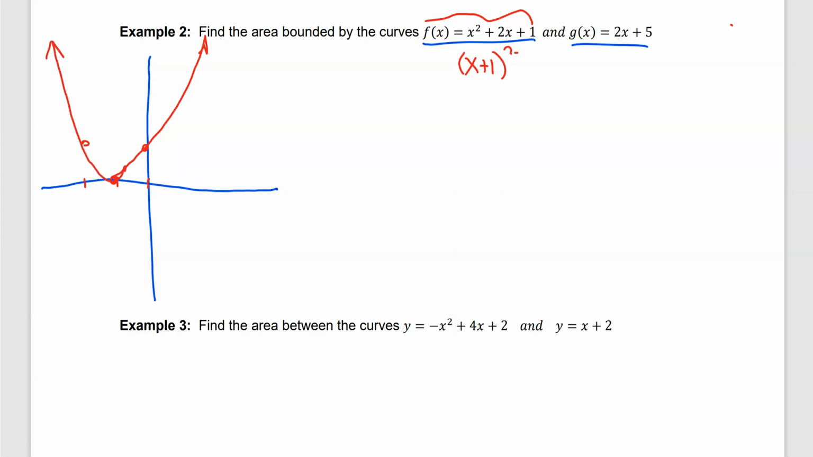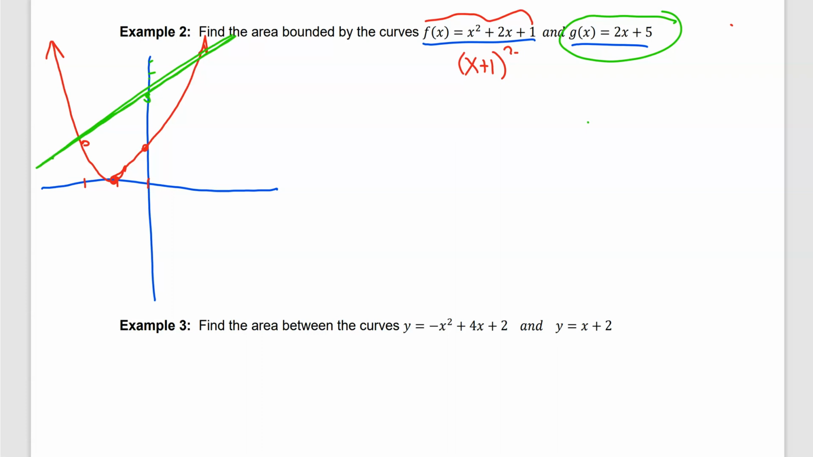And then our other function is this. The y-intercept is 5, and the slope is 2. All right, so it kind of goes like this.